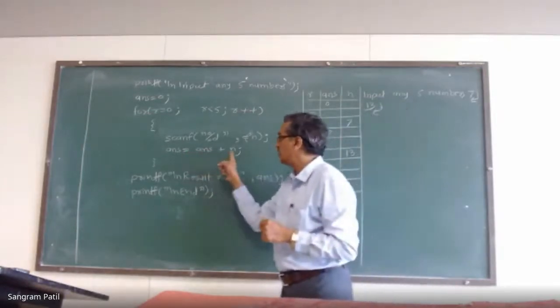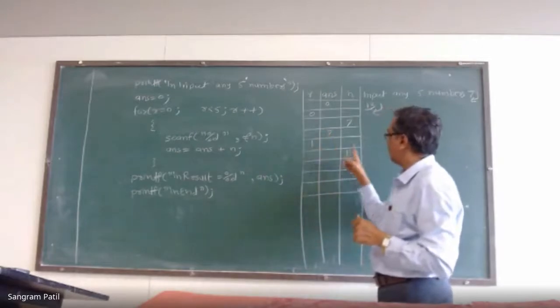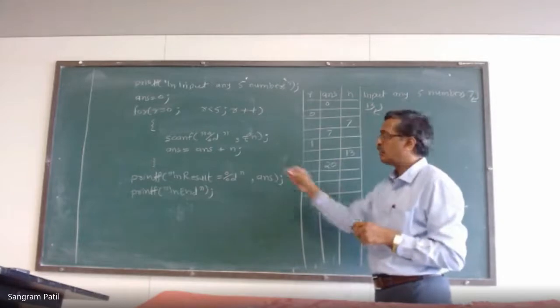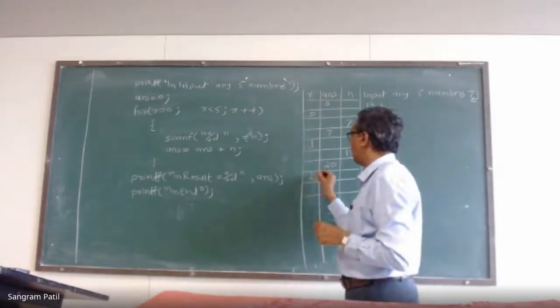Answer equal to answer plus n. Value of answer is 7. 7 plus 13 is 20. So the value of answer becomes 20. Curly bracket, r plus plus. Value of r becomes 2.